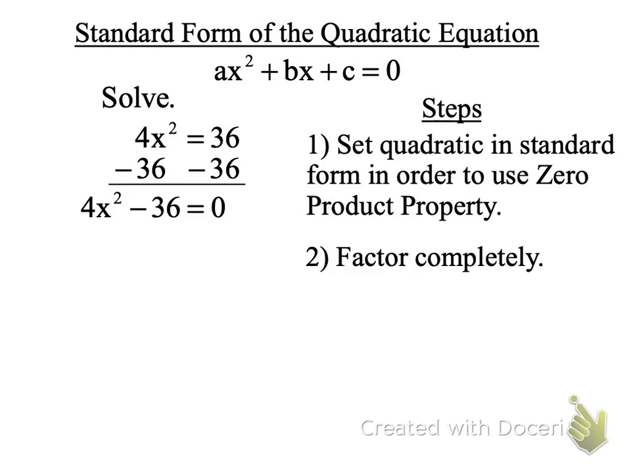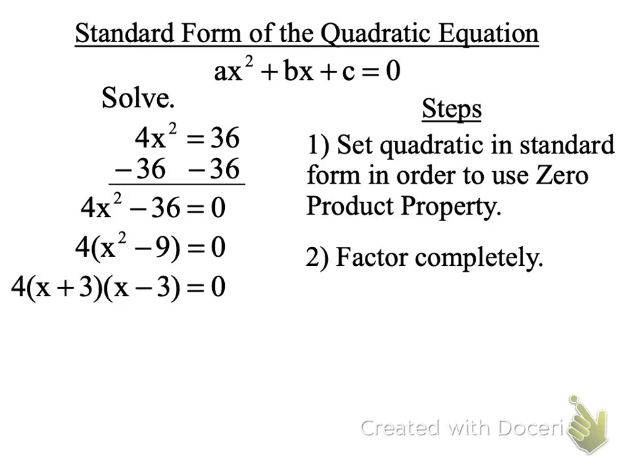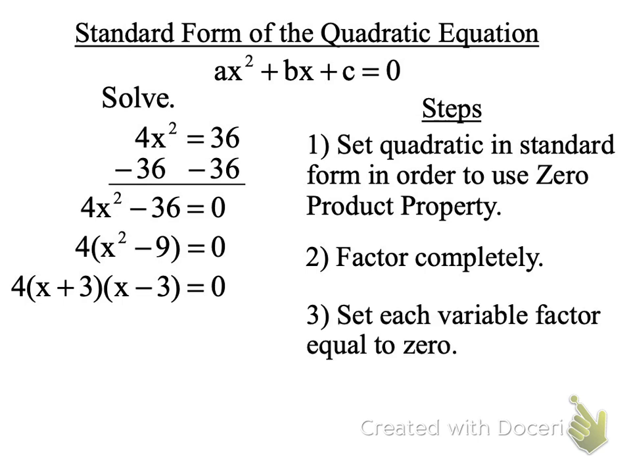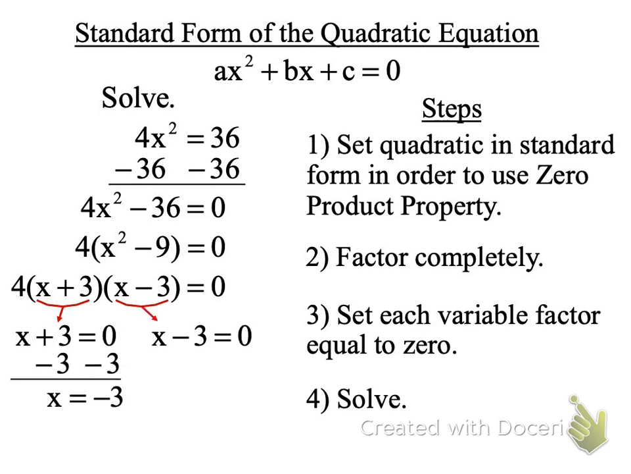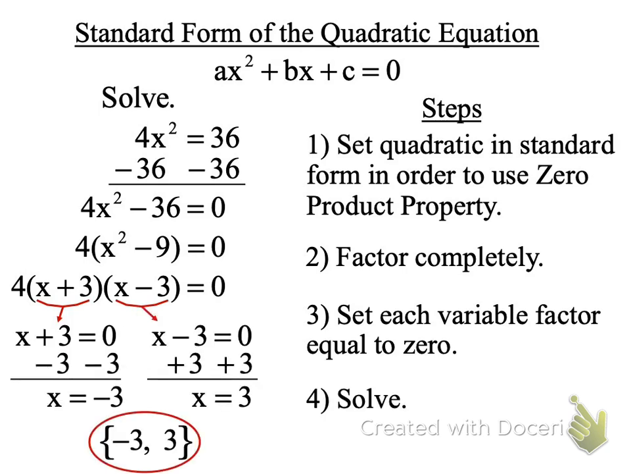And then we factored that. We said 4 times the quantity of x squared minus 9. And then we broke that down into x plus 3, x minus 3. And we set them equal to 0. And we found out that our two solutions were 3 and negative 3. Thumbs up if you're remembering this. Thumbs down if you don't.